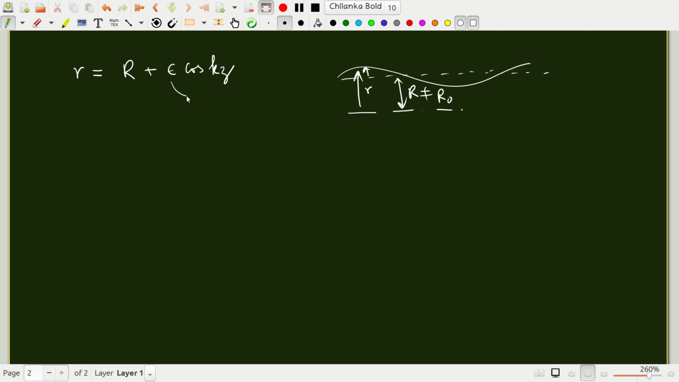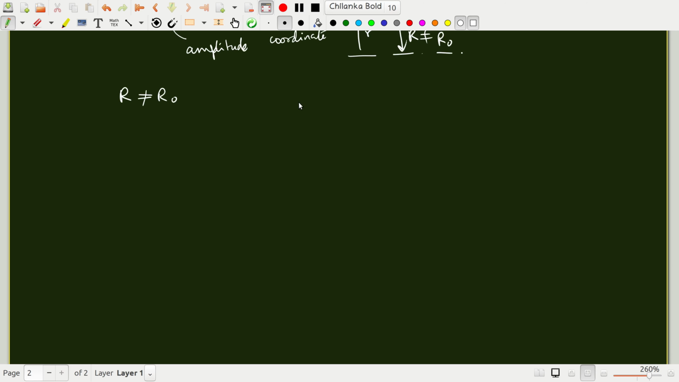Okay, this is the amplitude of the perturbation, whereas this is the wave number, and this is the z coordinate, the axial coordinate of the cylindrical coordinate system, right? So the key thing that you have to realize is that r is not the same as r0 in order to obey volume conservation. So this k is 2 pi by lambda, where lambda is the wavelength of the perturbation.